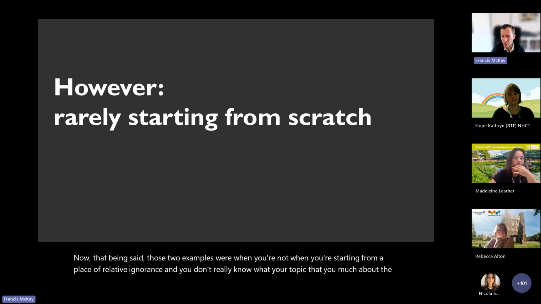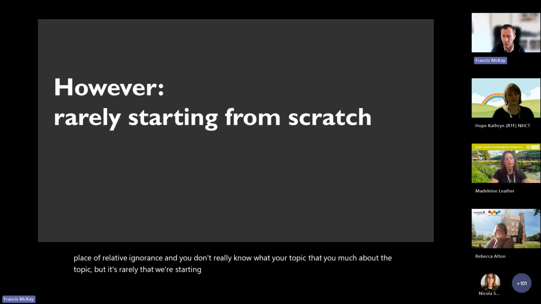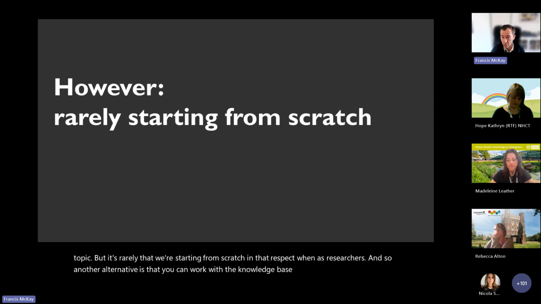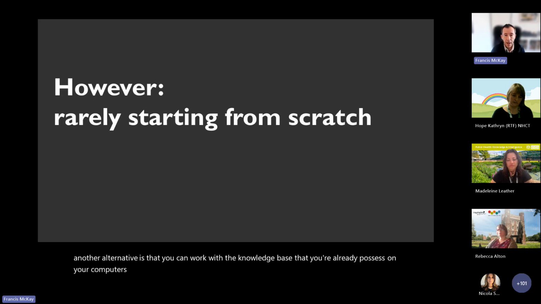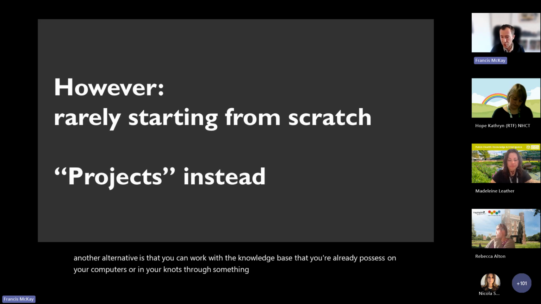But it's rarely that we're starting from scratch in that respect as researchers. And so another alternative is that you can work with the knowledge base that you already possess on your computers or in your notes through something like what's called projects. Again, different systems call them different things. I'm just going to call them projects here.